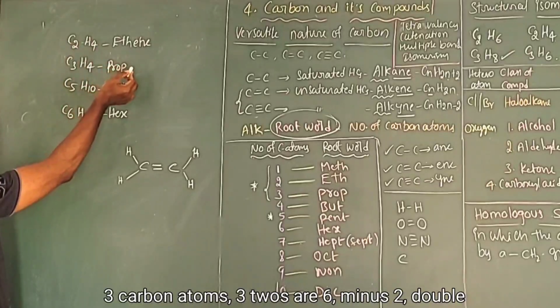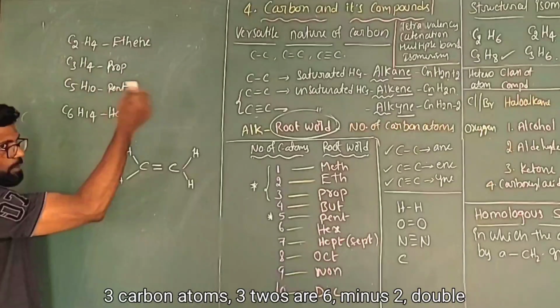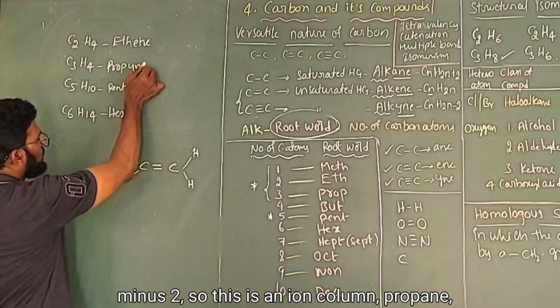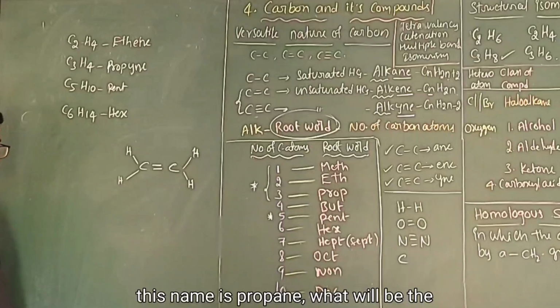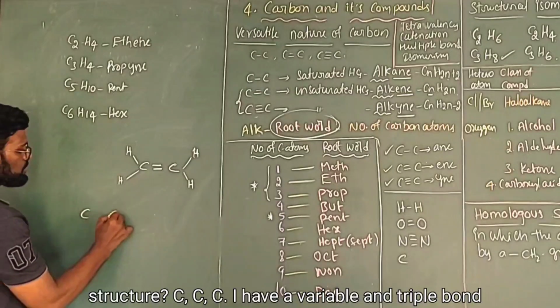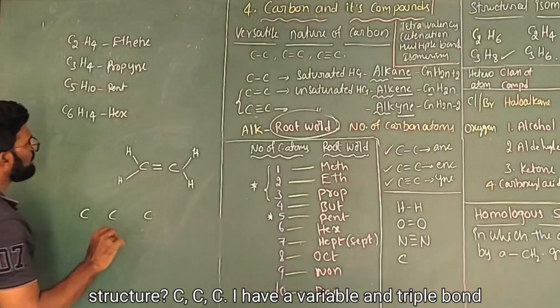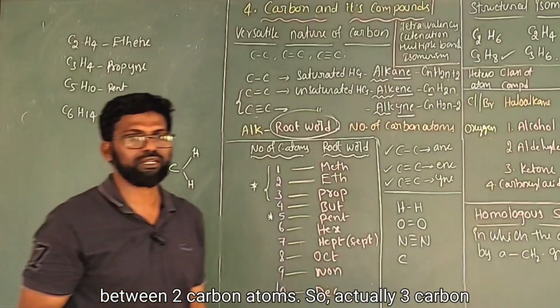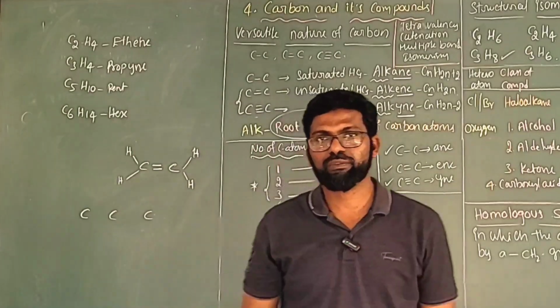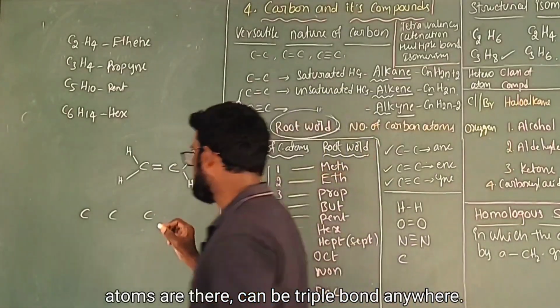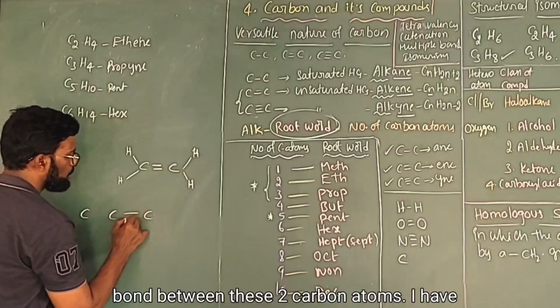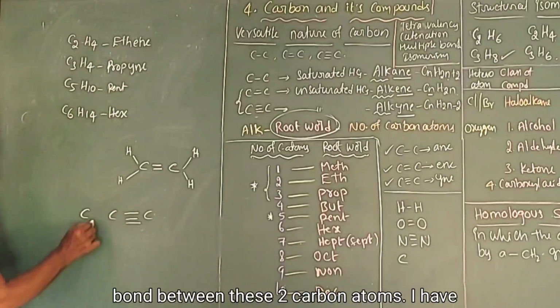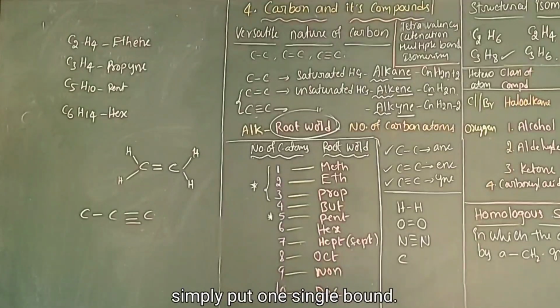3 2s are 6 minus 2. Double minus 2. So this is an alkyne. Propyne. Its name is propyne. What will be the structure? There will be one triple bond between 2 carbon atoms. Here actually 3 carbon atoms are there. You can put the triple bond anywhere. So for example, apply the triple bond between these 2 carbon atoms, and here you simply put one single bond.